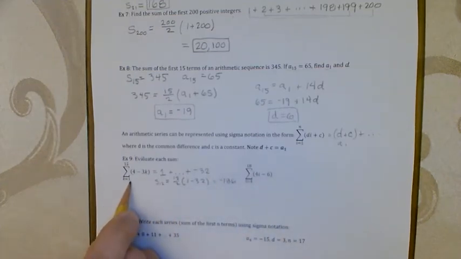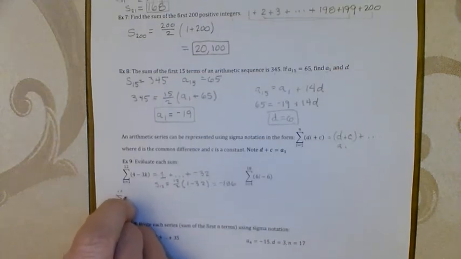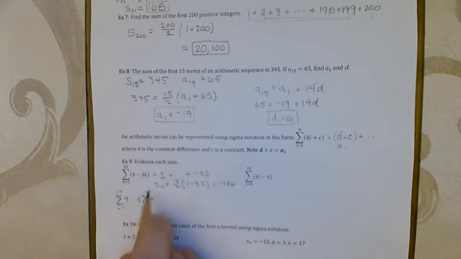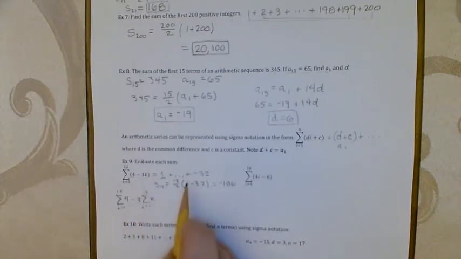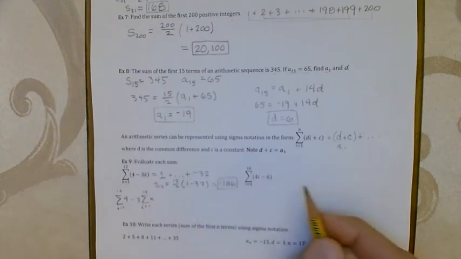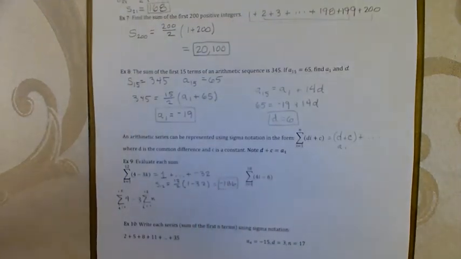Now, because we're starting with 1 in this problem, we could break this problem up like we did in section 11.1: the summation from i equals 1 to 12 of 4 minus 3 times the summation from i equals 1 to 12 of k. And we could break it up using that approach. Because this is arithmetic, though, it really is just faster to use this approach.